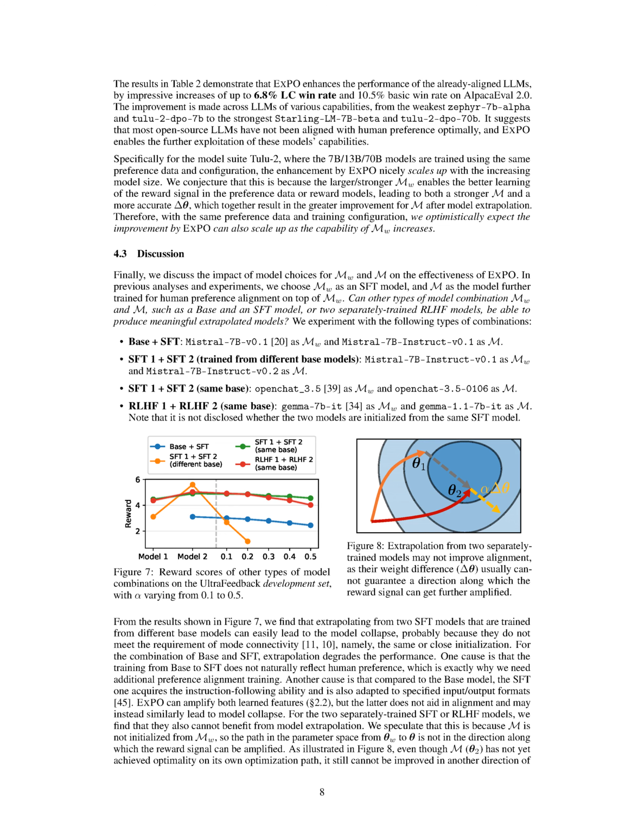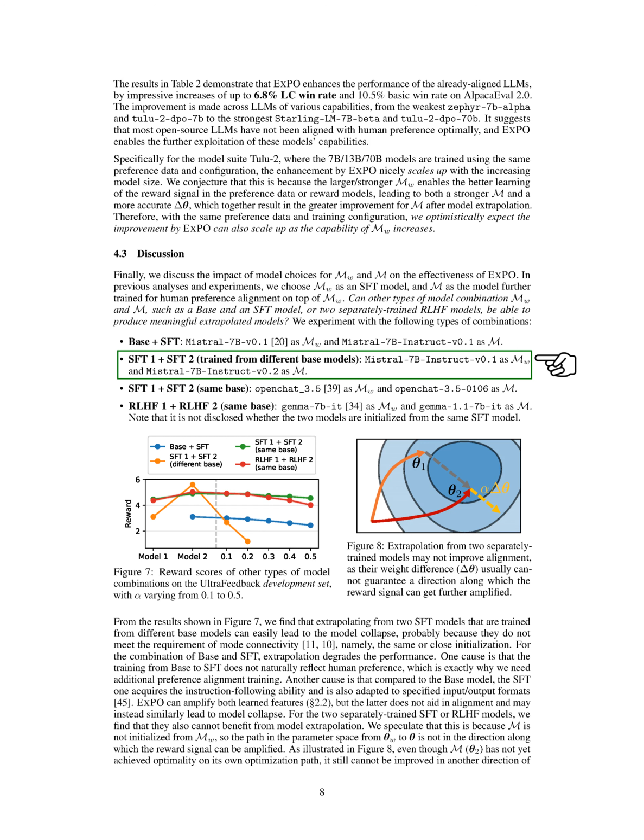Section. Discussion. In this section, we will discuss the impact of different model choices for M_W and M on the effectiveness of EXPO. In our previous analyses and experiments, we selected M_W as an SFT model and M as the model further trained to align with human preferences based on M_W. We explore whether other combinations of M_W and M, such as a base model and an SFT model, or two separately trained RLHF models, can generate meaningful extrapolated models.